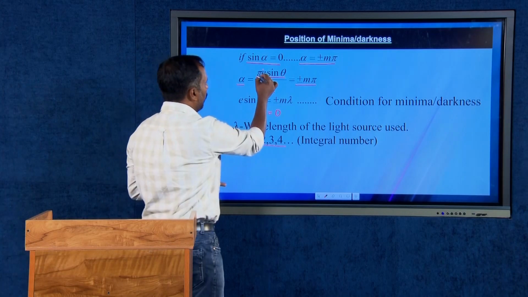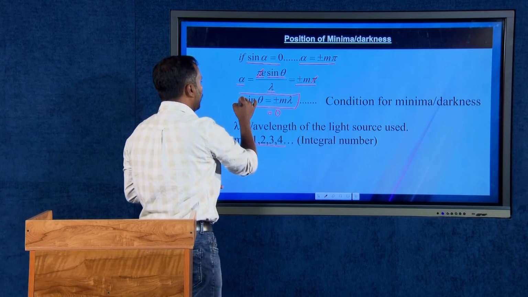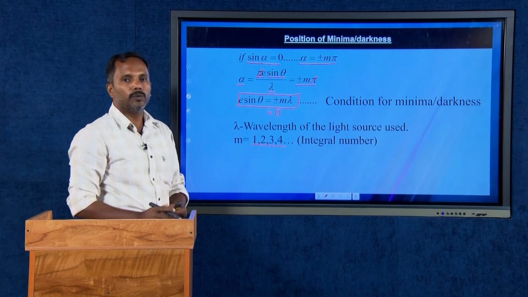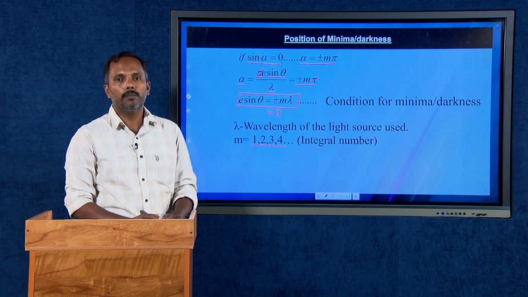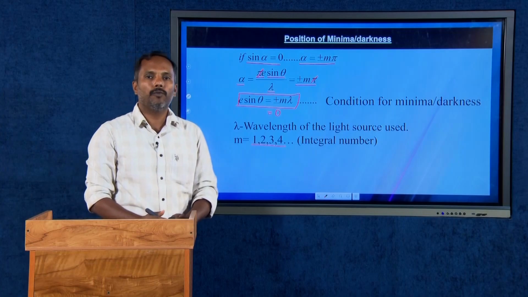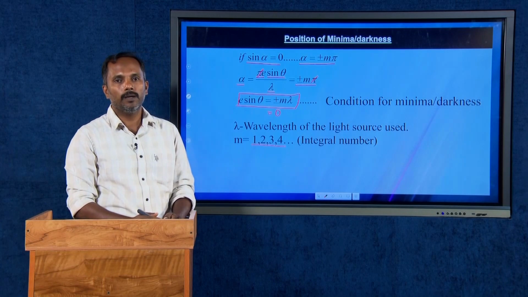If you cancel out pi and pi from here, you get the condition for the minima, that is, e sin theta is equal to plus or minus m lambda. So this is the condition for the formation of minima or darkness in the case of single slit diffraction.